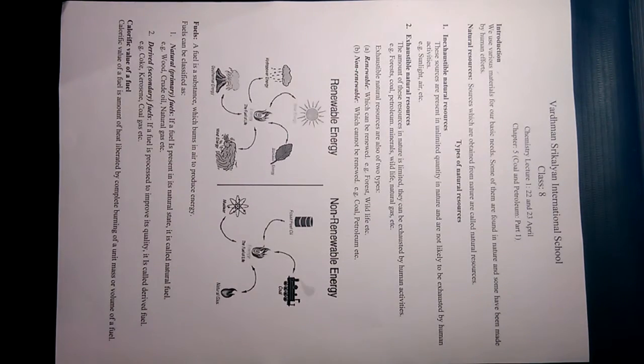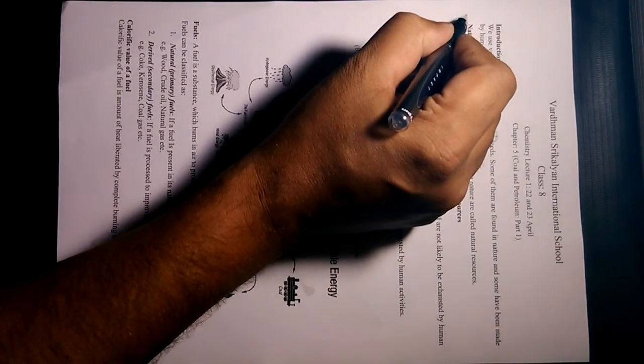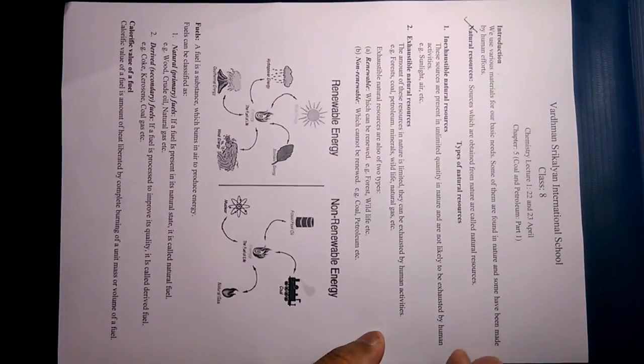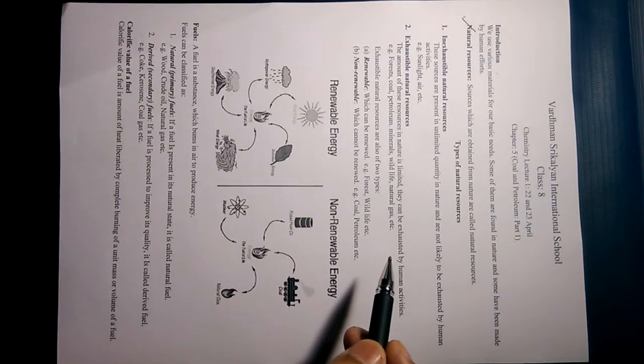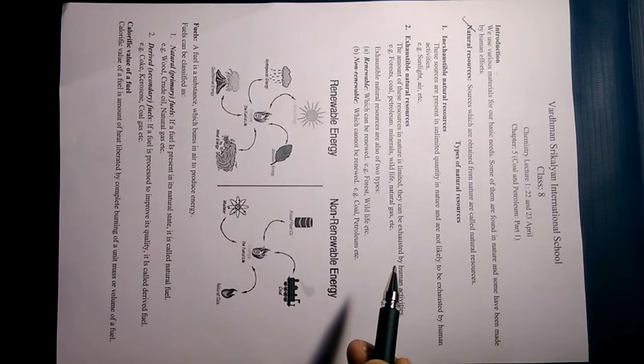Coal and petroleum, both of these we get from nature, so they are called natural resources. Why do we call them natural resources? Because we get them from nature. They are also known as fossil fuels because they are formed from the dead remains of living organisms, which are called fossils.